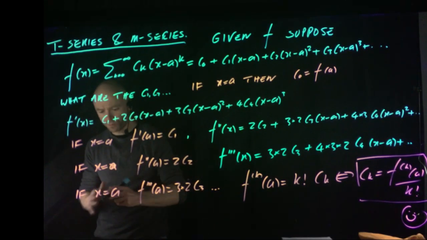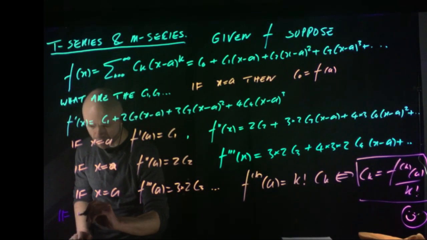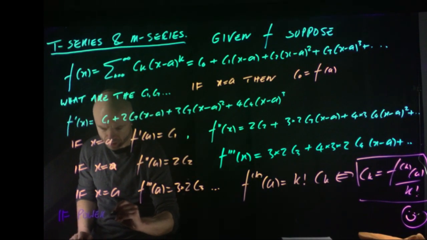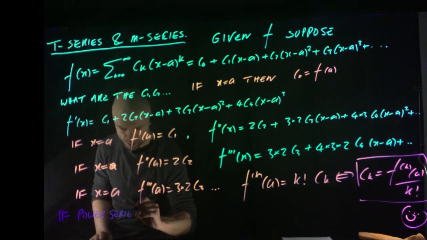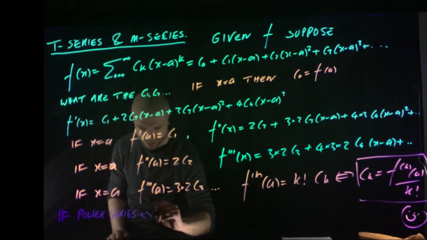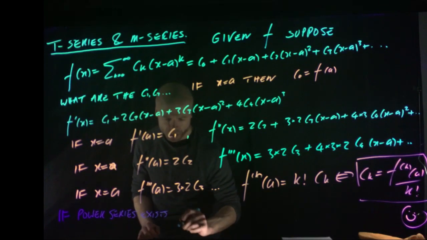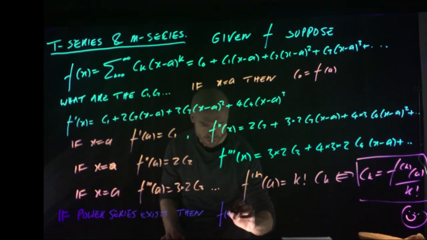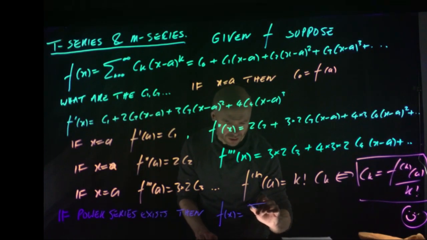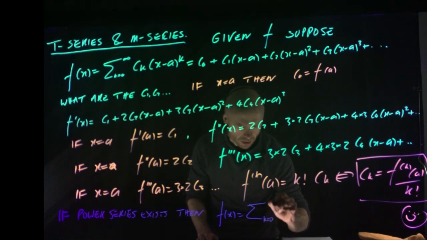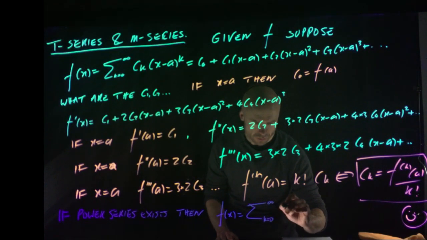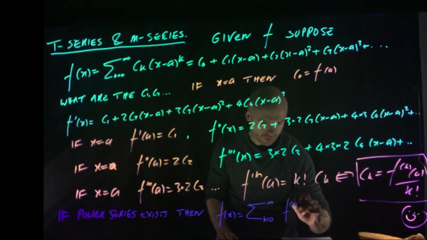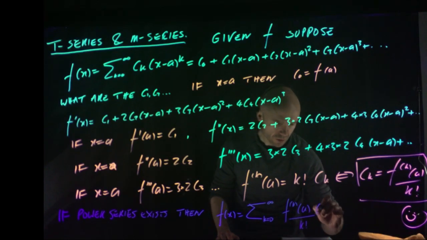So if a power series exists, then this is the power series. It is the sum, k equals 0 to infinity, of the kth derivative at a over k factorial times (x minus a) to the k.